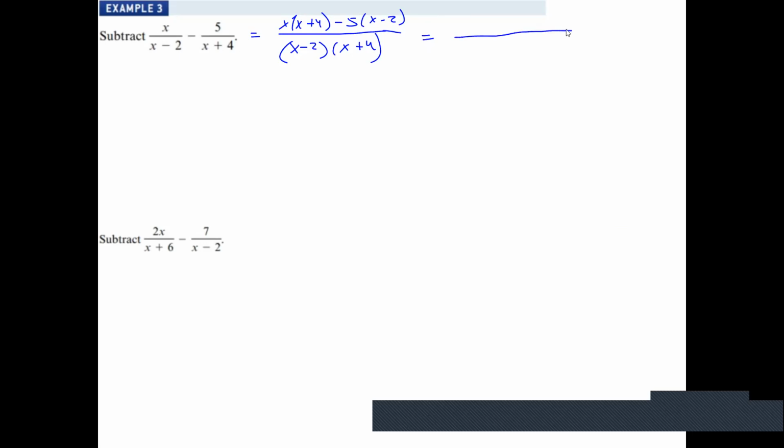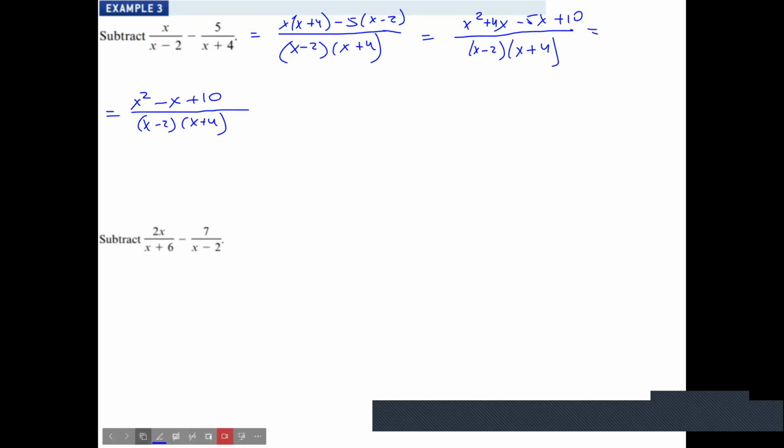So at the bottom, nothing. Just it is what it is. At the top, x squared plus 4x minus 5x plus 10, over x minus 2, x plus 4. Now what I have here, x squared minus x plus 10. Okay, let's apply this manipulation.